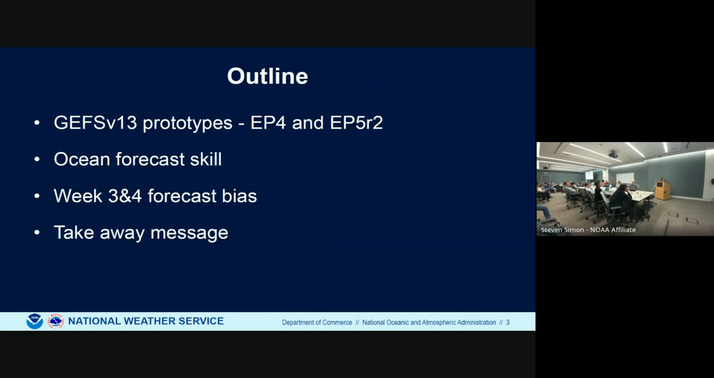So I will be showing you results from two of the latest GEFSv13 prototypes, EP4 and EP5R2, showing you the forecast scale in sea surface temperature and sea surface height, focusing specifically on the week 3 and 4 forecast bias of specific variables, including sea surface temperature, sea surface height, mixed layer depth, and concluding by showing some key messages.